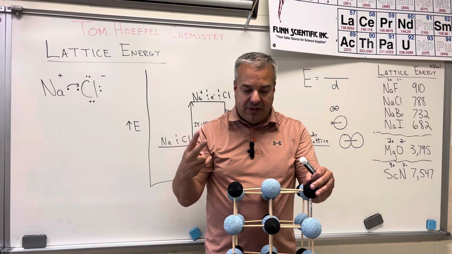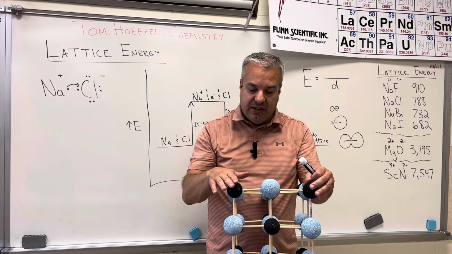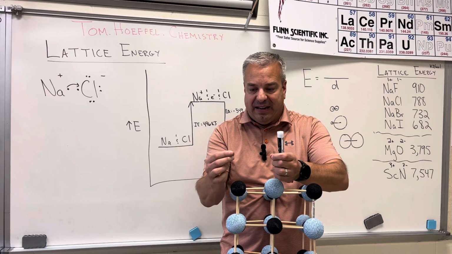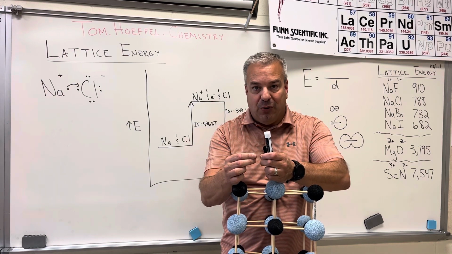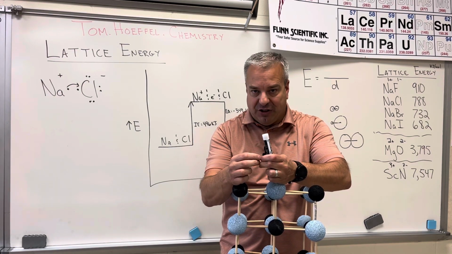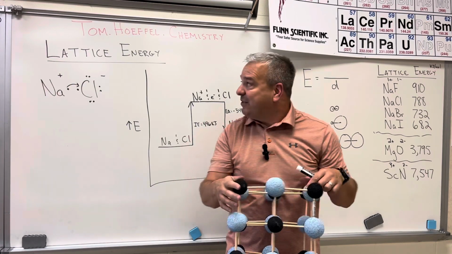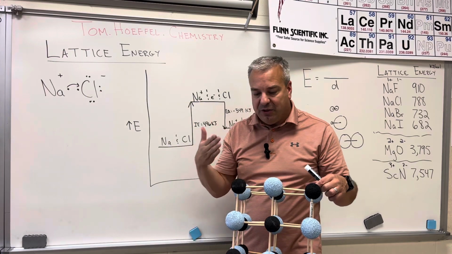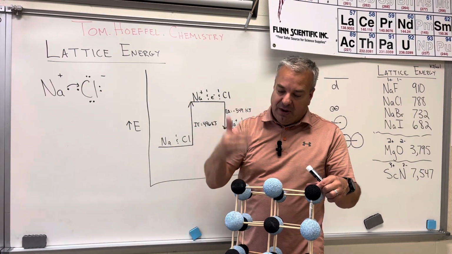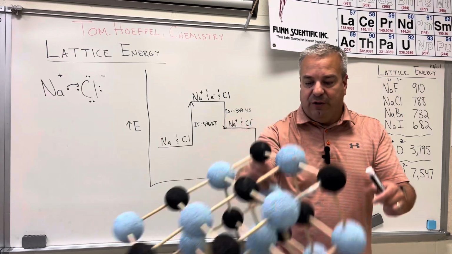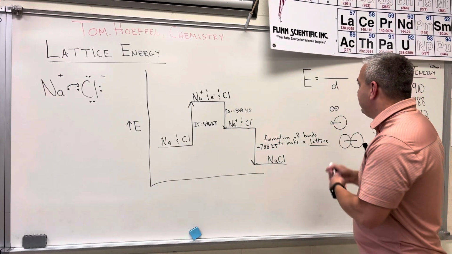So the two factors we have are charges and how close we can get them to each other. Think of having magnets. As you get them close, there's a lot of attraction, and then it requires more energy to separate them. And that's what lattice energy is: the amount of energy required to break all the bonds and create individual ions. So the two factors are charge and distance.